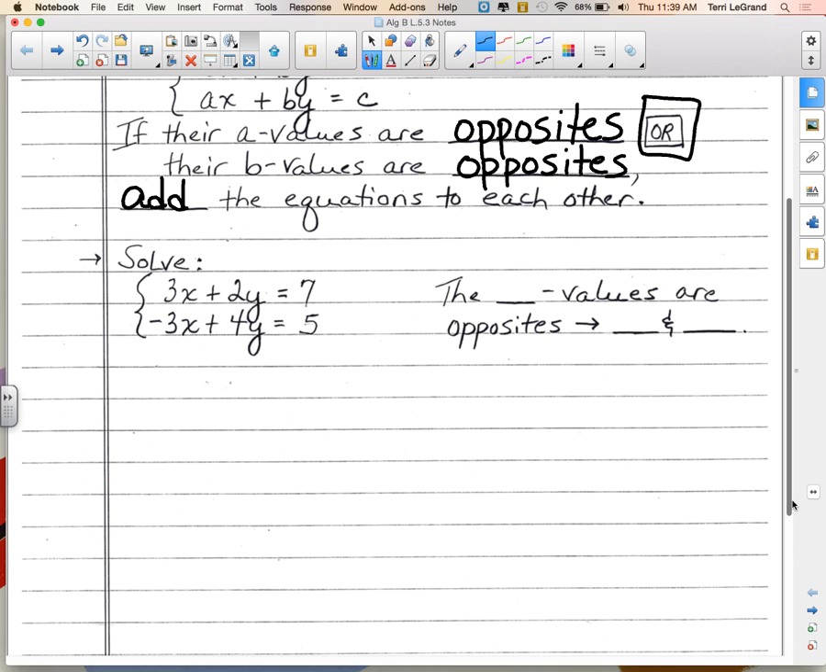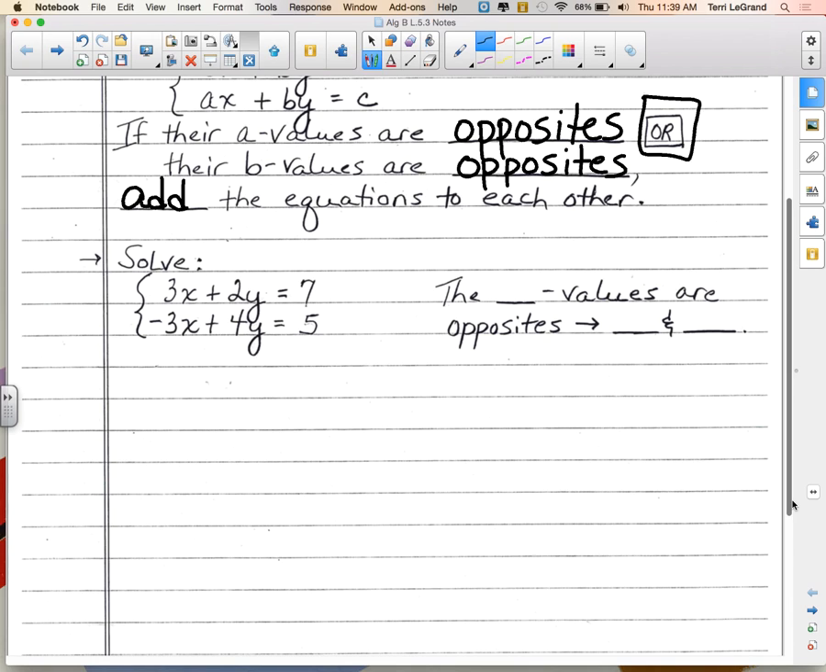Well then, instead I say to myself, oh, but they're both in standard form. 3x plus 2y, ax plus by equals 7, equals c. This one's in standard form, negative 3x plus 4y equals 5, ax plus by equals c. So what's the a value in the first one? The 3. What's the a value in the second one? Negative 3. Are those opposites?